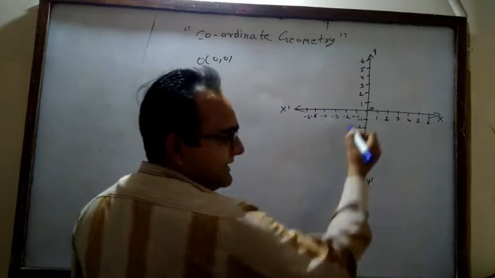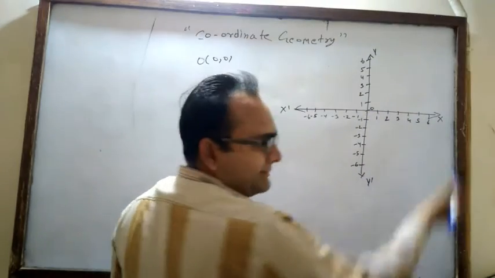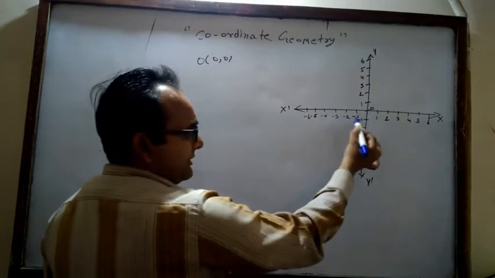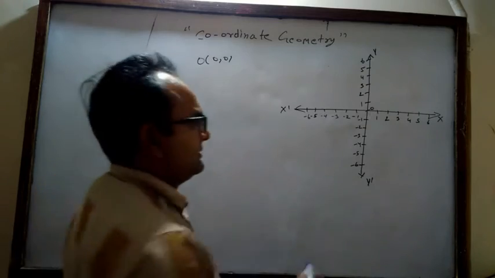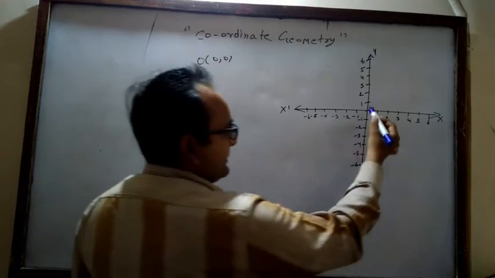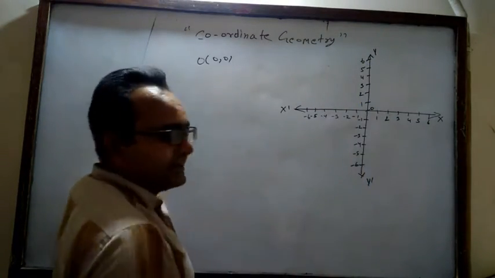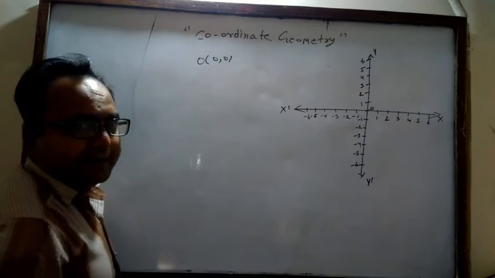On the x-axis, from the origin on the right side, points will be positive, and on the left side, points will be negative. On the y-axis, from the origin on the top side, points will be positive, and from the origin on the bottom side, points will be negative.